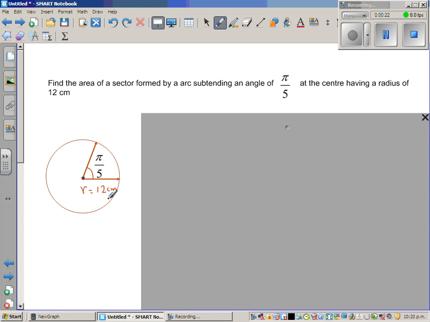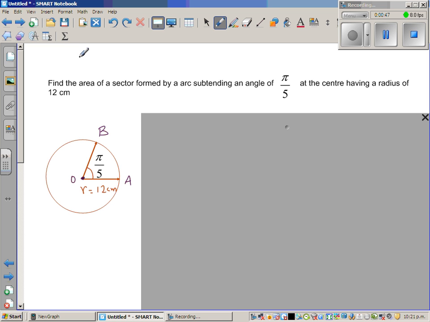So this is a circle with center O, and say this is point A and this is point B. Imagine OA is a wiper. So OA has moved from A to B, and the angle that it forms because of the movement from A to B is pi by 5.